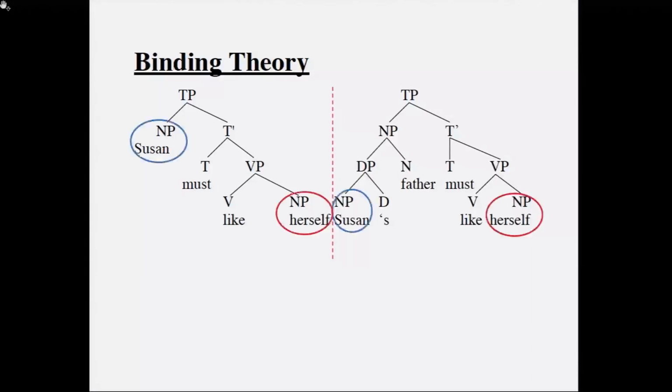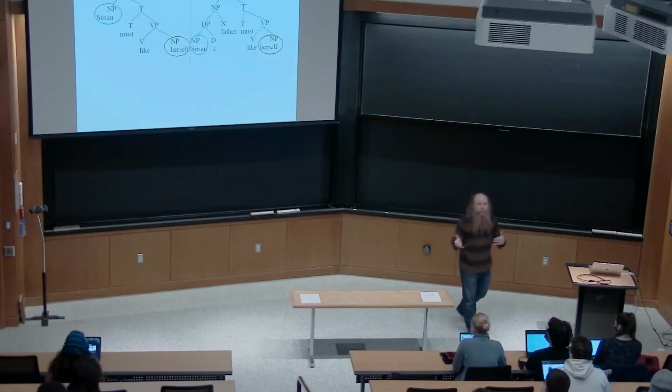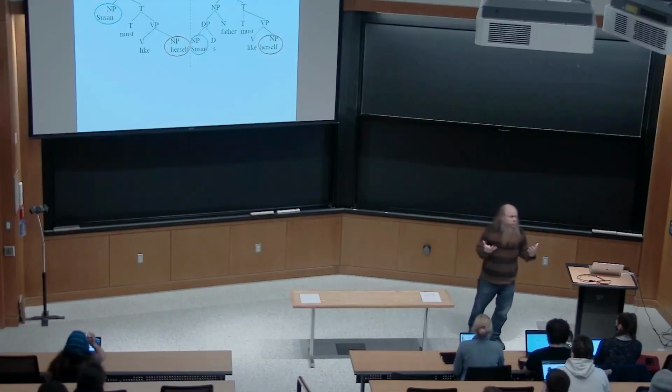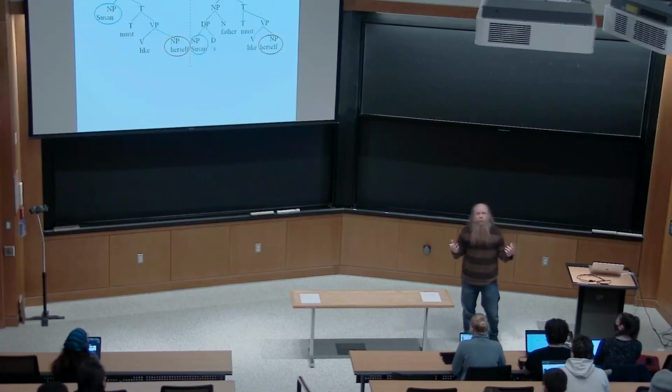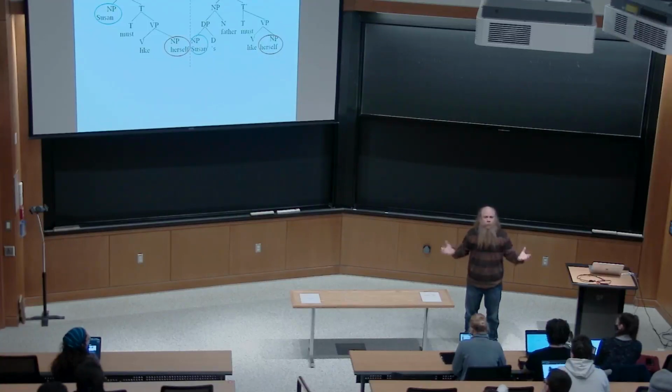The classic story goes like this. What we're trying to do is come up with a structural relationship between Susan and herself that holds in the tree on the left, but not in the tree on the right. We're talking about structural relationships because, well, your first hope, which might have been, yeah, herself has to refer to something that's been mentioned before, you know, the way you might have hoped language was designed. There are no languages like that.